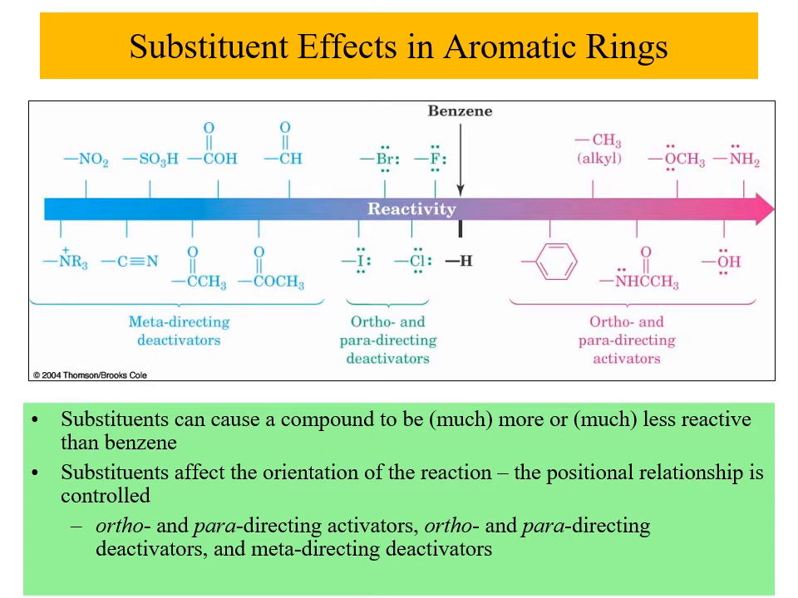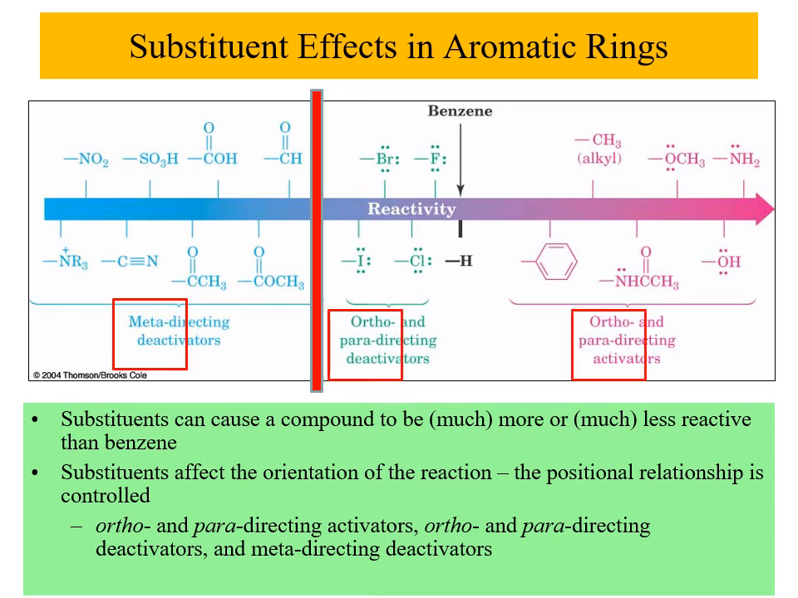Substituents can cause a compound to be more or less reactive than benzene. Substituents affect the orientation of the reaction, where the positional relationship is controlled. The substituents can be divided into 3 groups. The first one is ortho and para directing activators. Second, para directing deactivators, and the last one is meta directing deactivators. I would suggest that you remember some of the species in each of the groups.